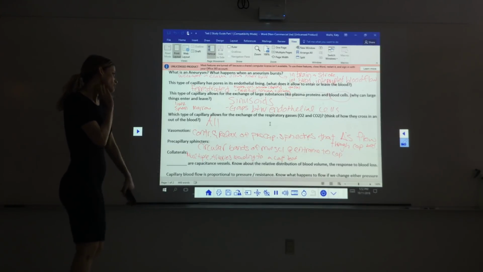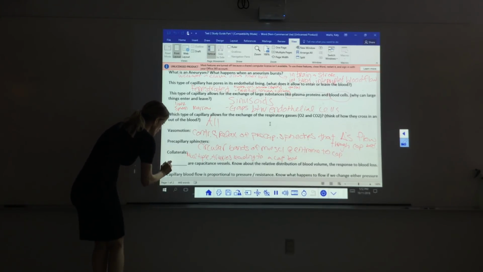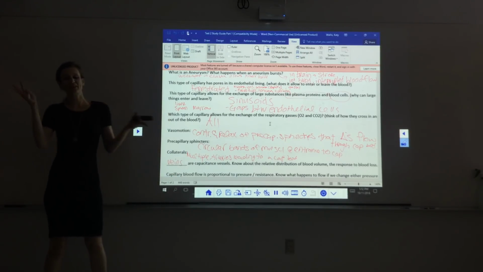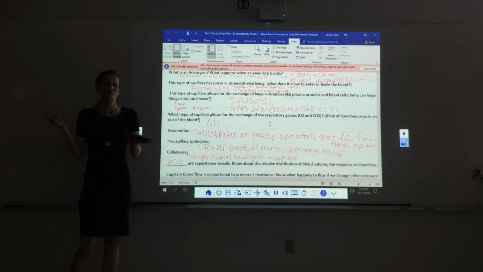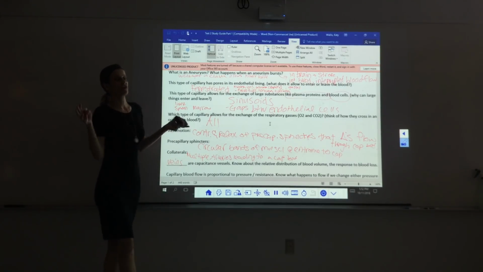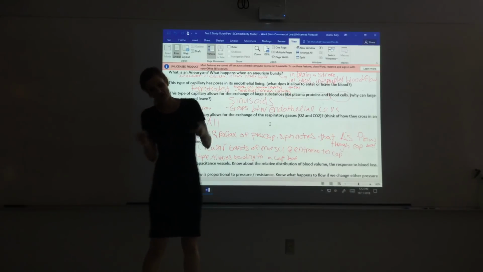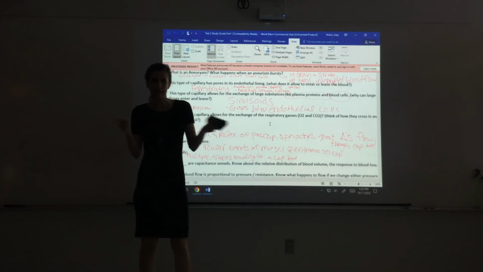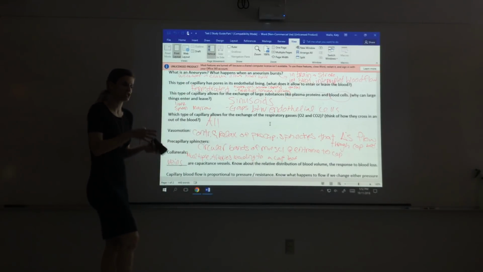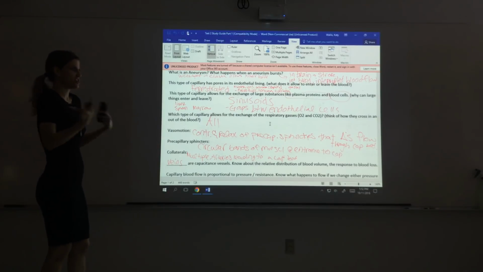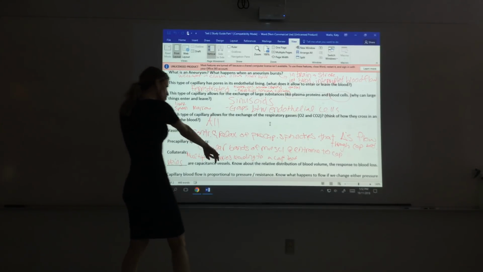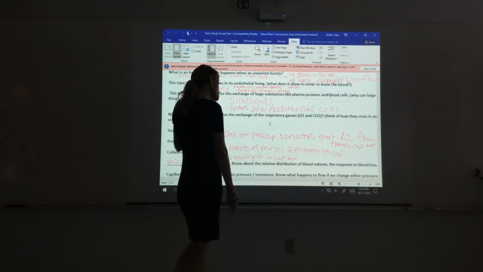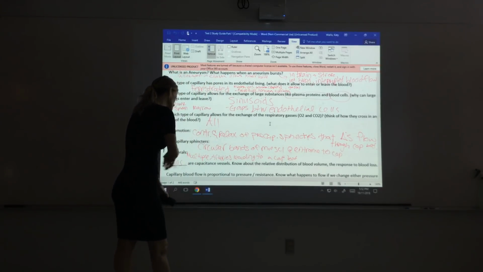What kind of vessels are capacitance vessels? Veins are capacitance vessels. Remember, that means they're perfectly happy holding really whatever volume of blood. It's really easy for them. If there's a lot of blood in them, great, they're fine. If you take that blood away, great, they'll be small. They don't really care. They can easily change size without a big change in pressure. So know about the relative distribution of blood volume and the response to blood loss.